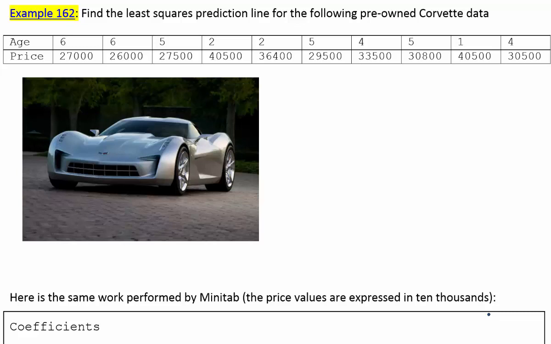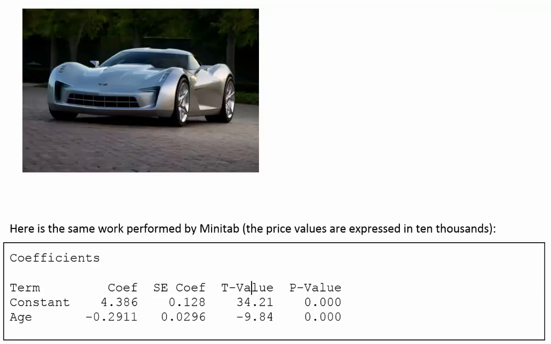That means if you want to convert them back into dollars, you have to multiply them by 10,000, or in other words, move the decimal place over 4 times. All right, so here's that Minitab output. If you move the decimal place over 4 times, this y-intercept becomes $43,860, and the slope becomes 2,911. Okay, so let's go ahead and form the model, and then we'll answer the question in example 163.